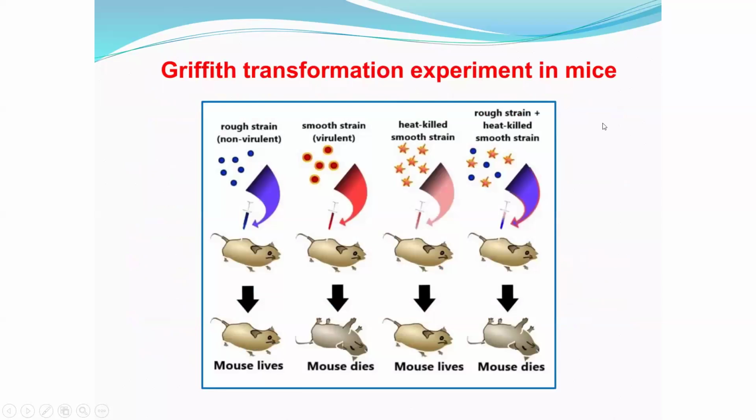So, Griffith's transformation experiments. First, the rough strain, non-virulent: the mouse lives. The smooth strain injected into mice: the mice die. Heat-killed smooth strain: the mouse lives. And the rough strain, which is non-virulent, plus heat-killed smooth strain: here the mouse dies.